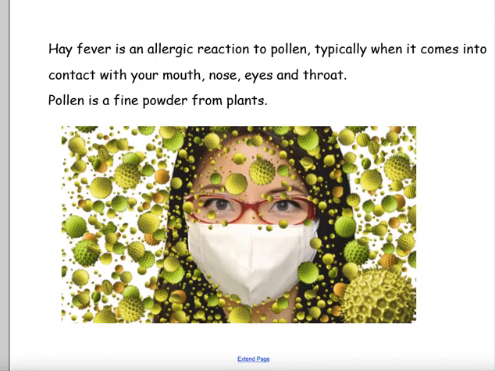So it's an allergic reaction to pollen, and it's usually when it comes into contact with your mouth, nose, eyes or throat, and it can cause irritation to those parts of your body. And that pollen is a fine powder that's produced by plants, and it's crucial for plants to be able to reproduce. So we're going to have a look at how plants use this pollen in order to reproduce.